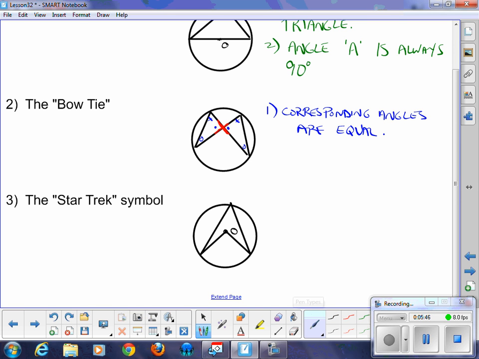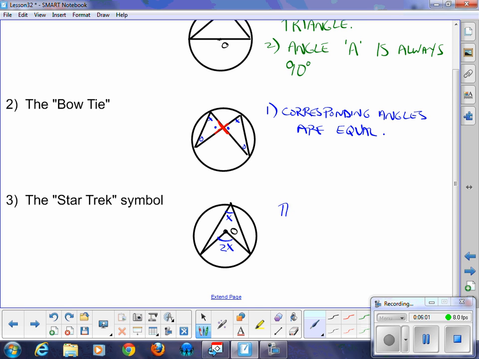So what does the Star Trek symbol tell us? If we know this angle up top to be x, the angle at the center of the circle, or subtended, is twice as big. All right, and that's always true.